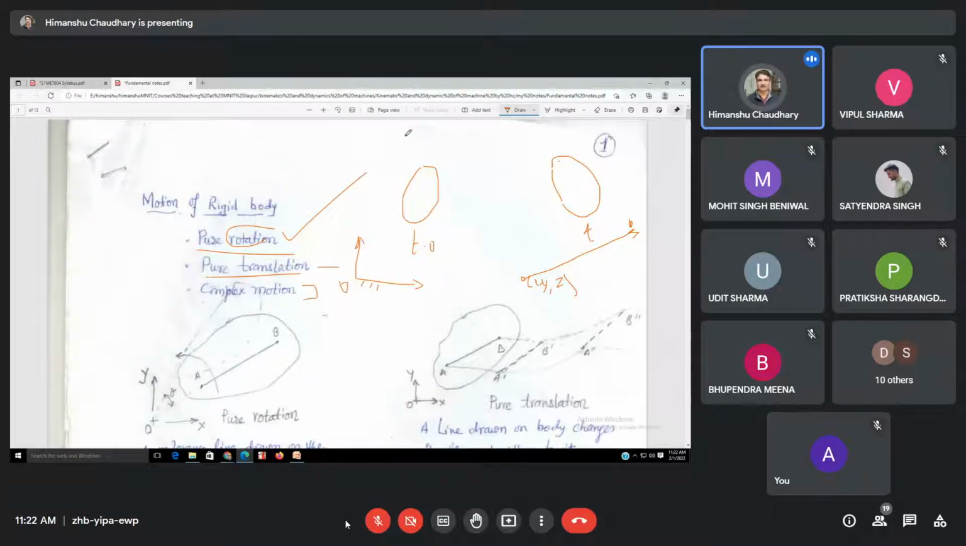In the case of a body, what is the position of the body? A body is nothing but a collection of infinite points. I must know the position of all points at t equal to 0, and the position of all points after a time t, and it is very difficult. So how can I find the position after time t, when the body is moving in space? Any idea? Anyone?